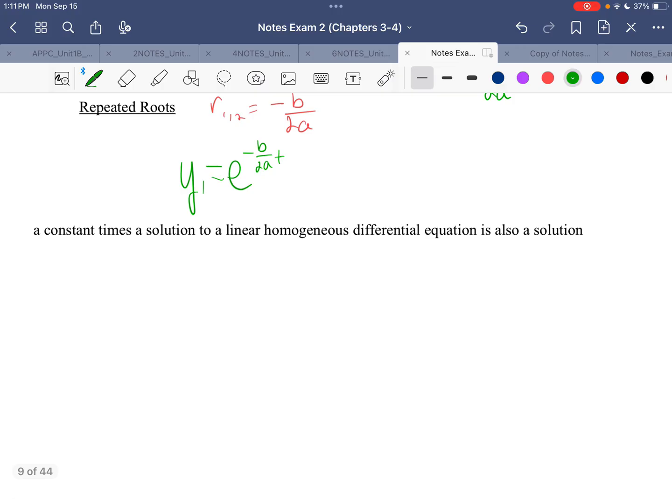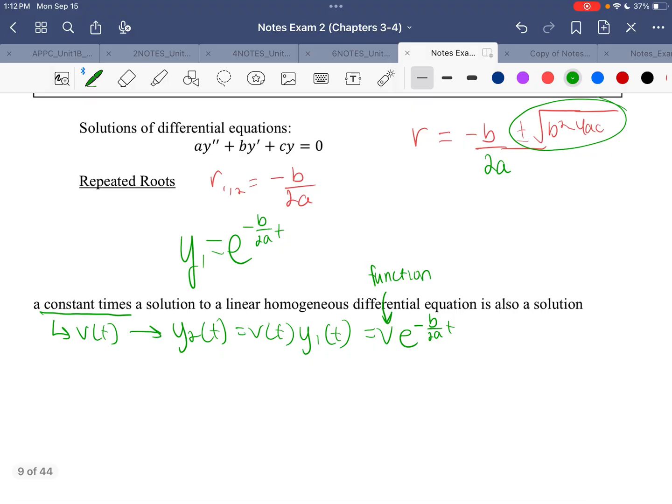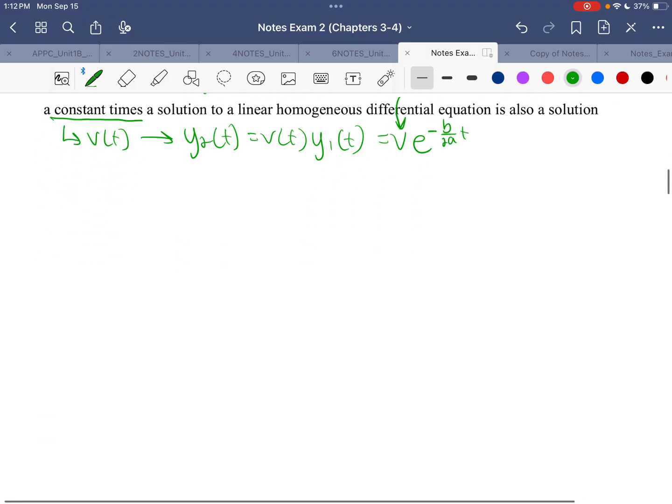So you take some kind of function, v of t, which becomes our y2. We take that function and multiply it by our known solution. So we're going to call it v times e to the negative b over 2a t, because that's what y1 is. So remember, v is a function, not a constant. So when we take the derivatives and plug into our differential equation, we're going to need to do the product rule.